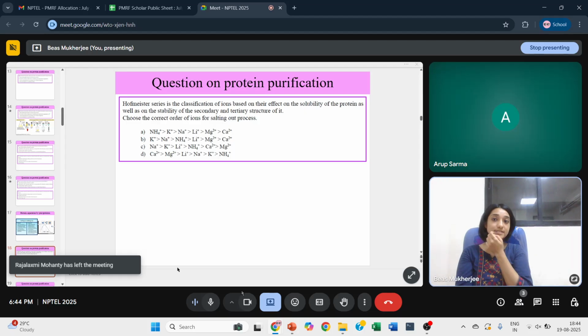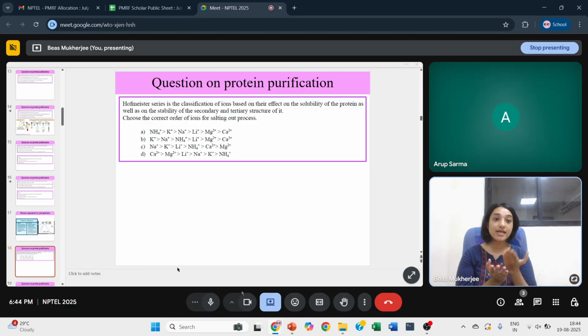Now coming to salts, some salts are very useful in helping in precipitation. Some salts are very useful in helping in salting in. For example, ammonia is very useful in making your protein soluble. So there is this entire list which has been arranged based on the ability of ions to solubilize proteins or precipitate proteins. This is called the Hofmeister series. The Hofmeister series is the classification of ions based on their effect on the solubility of protein as well as on the stability of its secondary and tertiary structure.